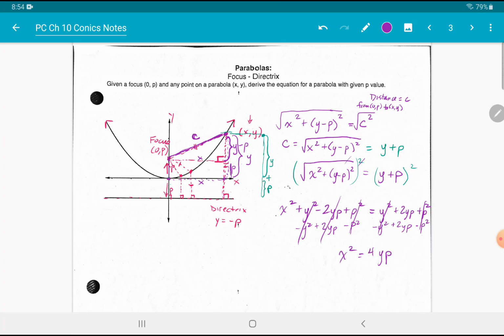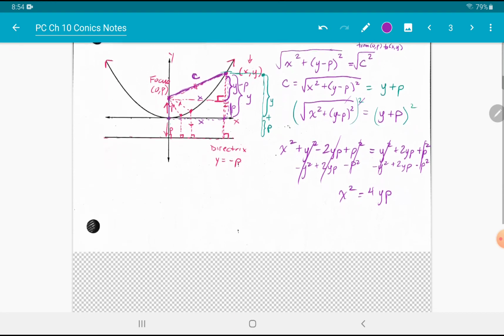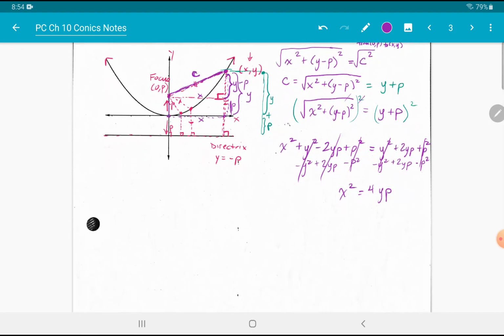Okay? So the more traditional way that you're probably used to seeing this is if you isolate y, you can basically divide both sides by 4p. And so what you end up seeing is that y, isolated, is equal to 1 over 4p x squared.